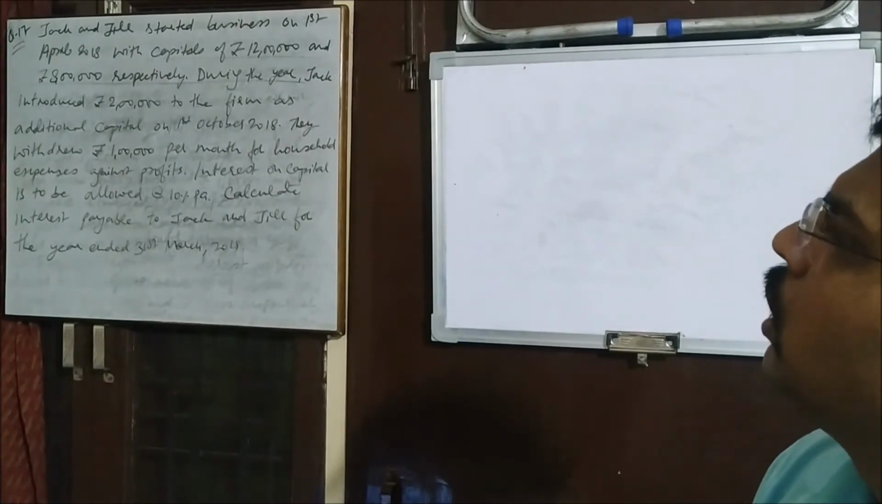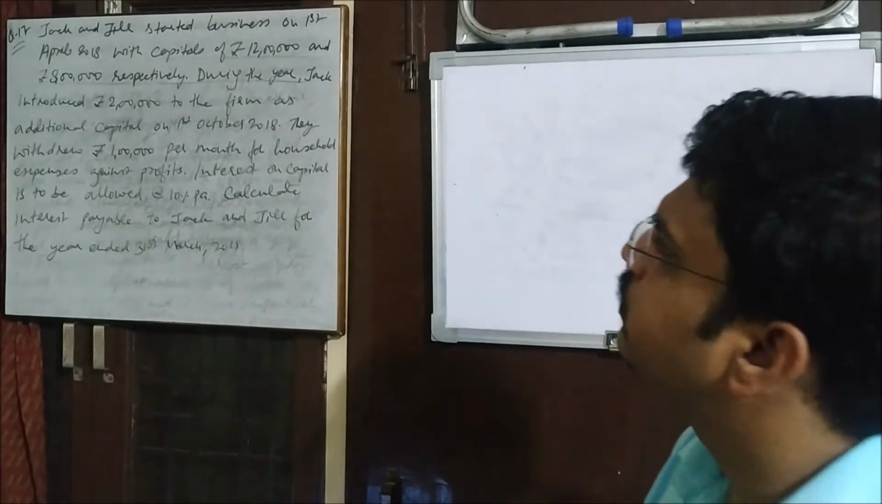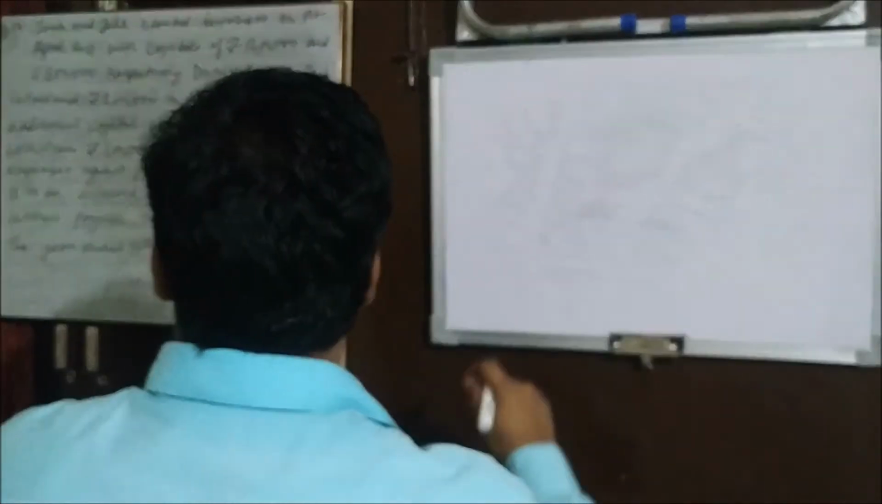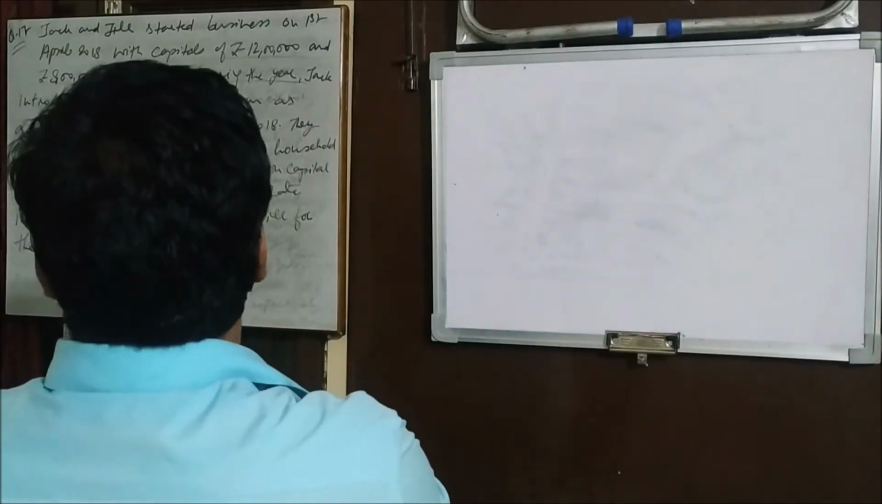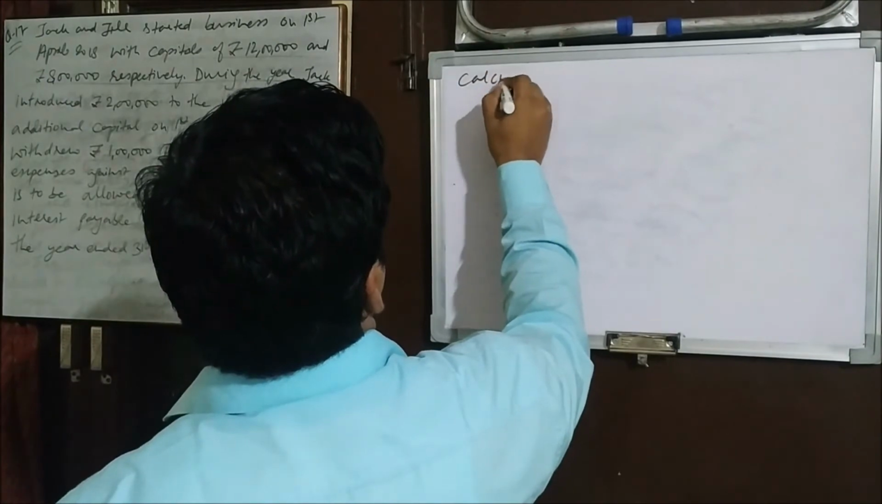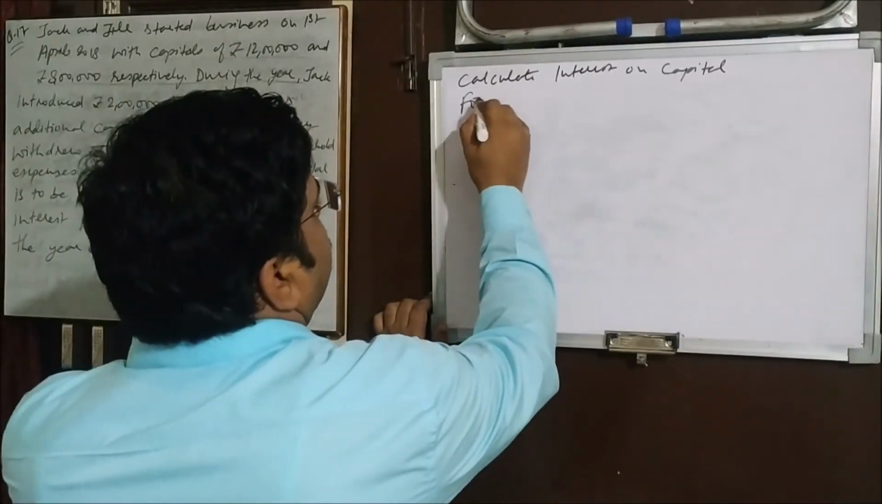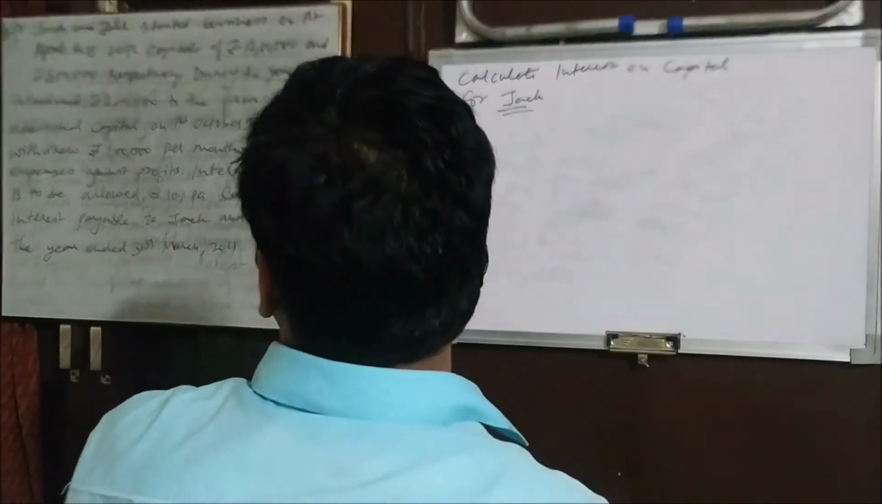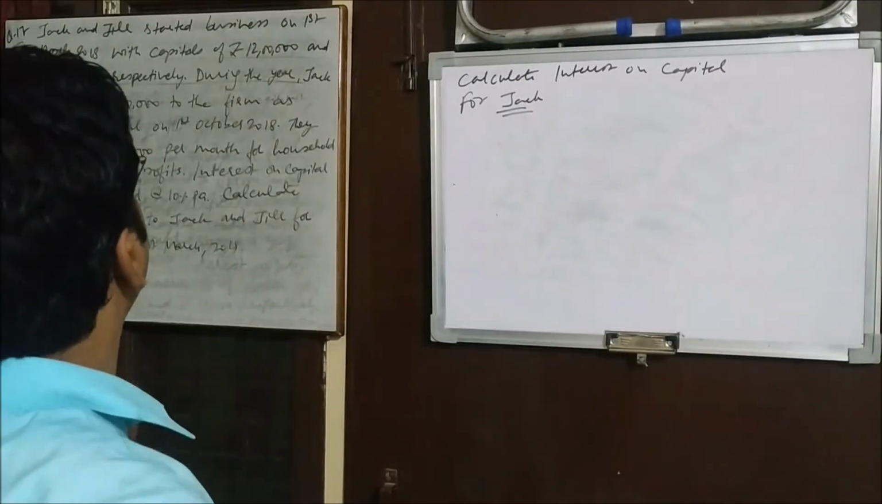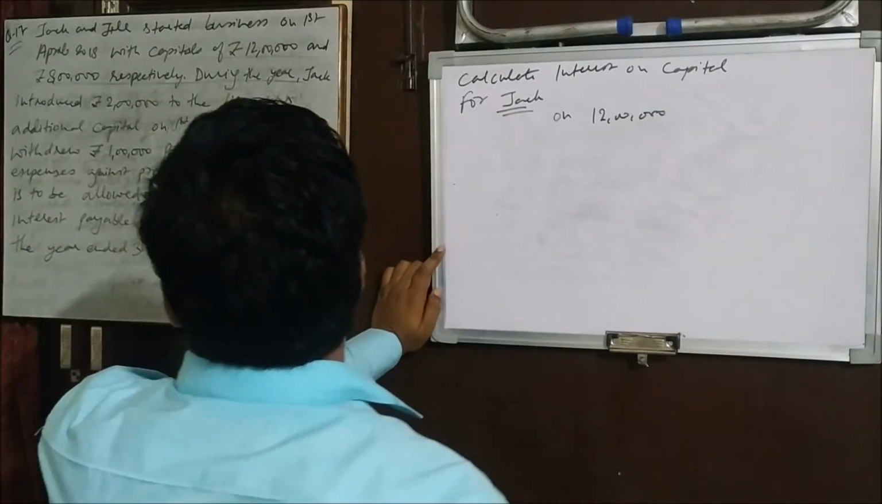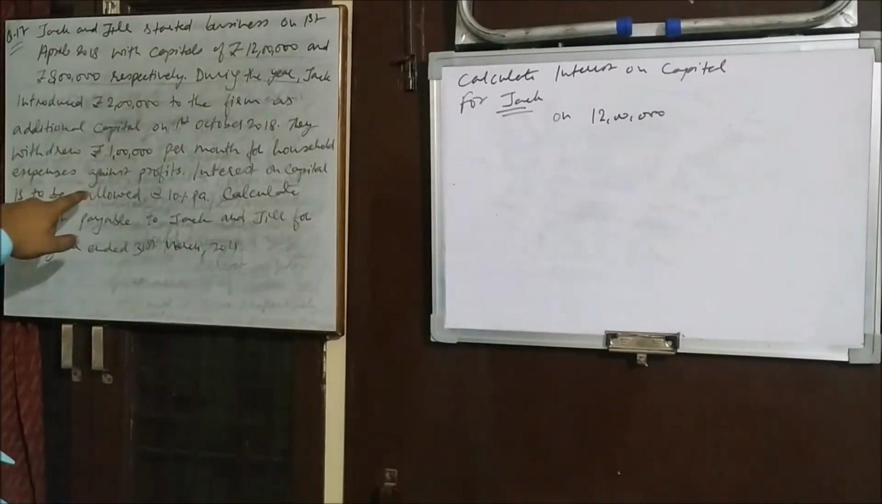Alright, so what capital is given to us? We need to calculate interest on capital here. Nothing else we need to do. Fine, no problem. So let's calculate interest on capital. Very first, let's calculate for Jack. So let's see. Initially Jack had what amount of capital? 12 lakh. And this 12 lakh remained in the business.